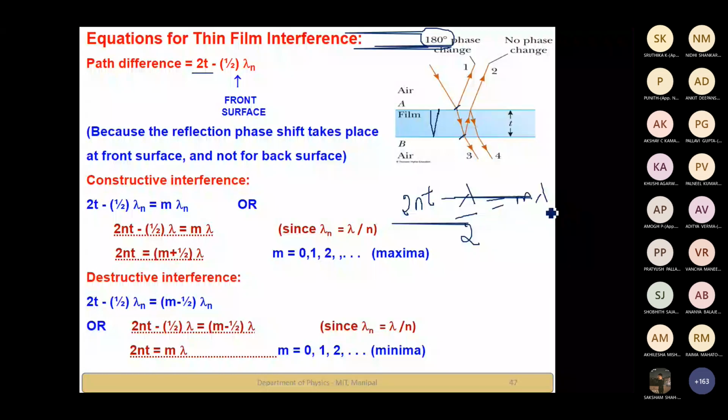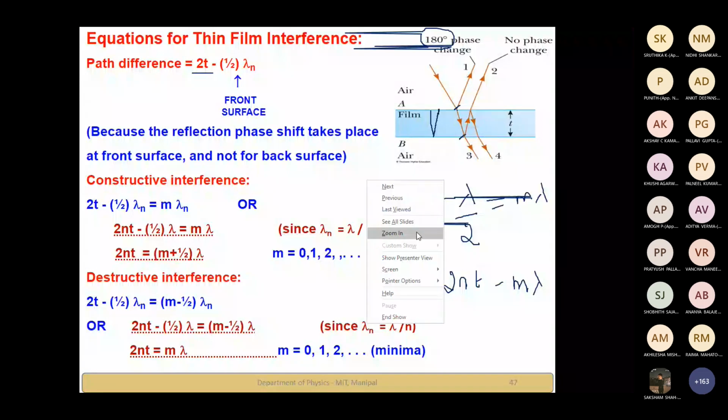Okay. So you need not write the minus lambda by 2 minus lambda is equal to m lambda, because in the next solution it will remain the same. If there are two phase changes, you need not write it in the equation. If there is one phase change, it may be from the top surface or from the bottom surface. If there is one phase change, you need to write that in the equation. Okay. So we'll solve one problem maybe today.